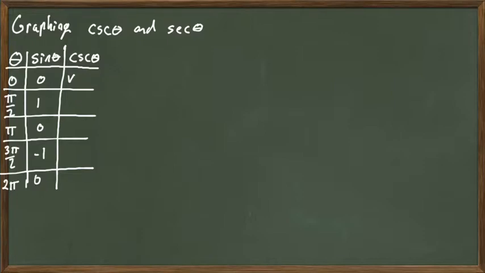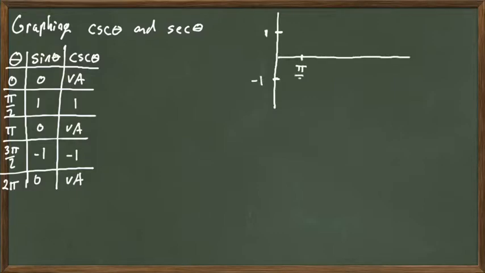I'll go into a little bit more of an explanation with the graphs here, but the cosecant is the reciprocal, so we can think of the reciprocal of 0 as a vertical asymptote. Reciprocal of 1 is 1, and then again reciprocal of 0 is a vertical asymptote. Reciprocal of minus 1 is minus 1, and the reciprocal of another 0 is a vertical asymptote. So we're going to go ahead and graph the sine first, like we did in the previous video. Okay, so there is your sine graph.